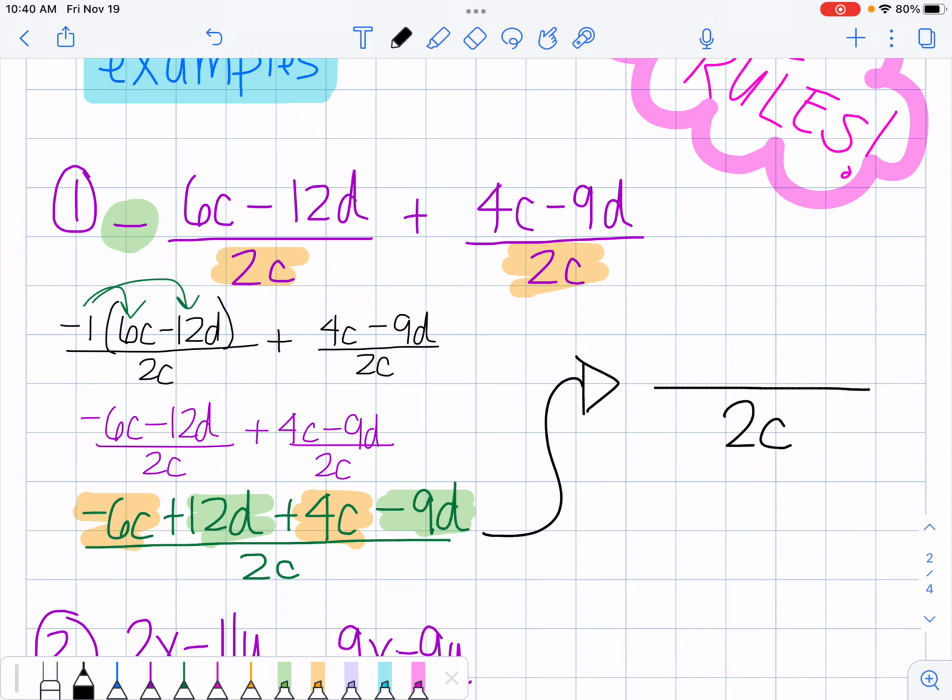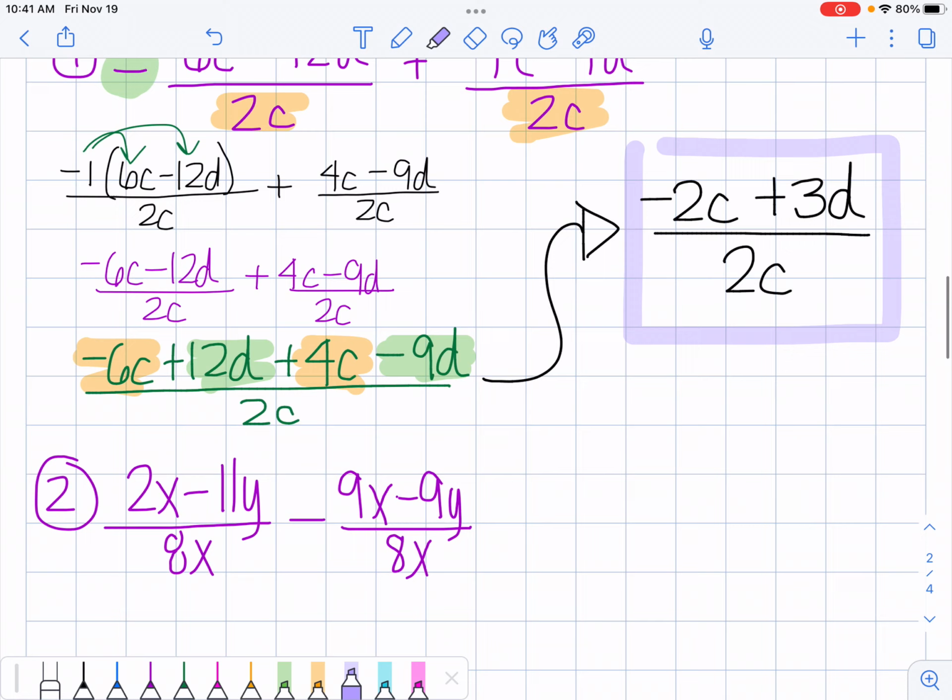So how many c's do I have? -6c plus 4c gives me -2c. Remember, I'm adding the numbers next to my variables. So what's -6 plus 4? -2. And then I have 12d minus 9d. So I do 12 minus 9, and that's going to give me 3. So this is going to be plus 3d. There is no number that goes into all three of these: -2, 3, and 2. So this is my final answer. Let's try another one.